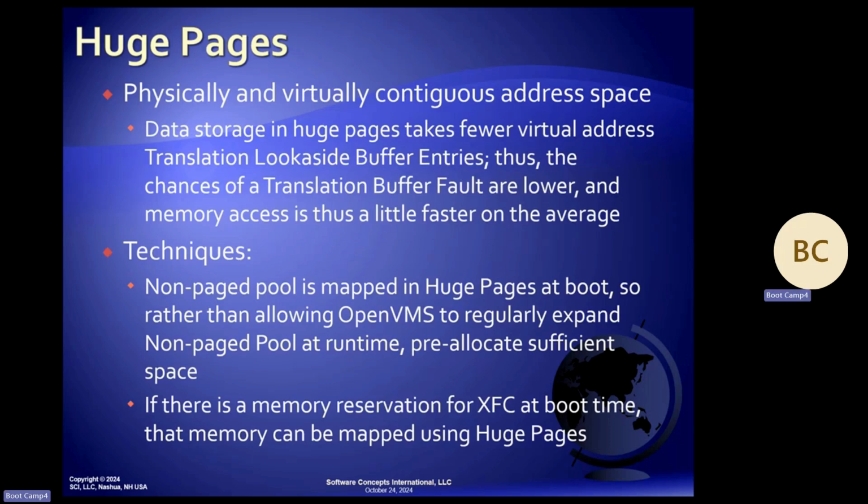Huge pages are physically and virtually contiguous address space. It takes fewer virtual address translation look-aside buffer entries to map that. Basically 1. So the chances of a translation buffer fault are going to be lower, and the memory access is thus, on the average, a little faster to do that.